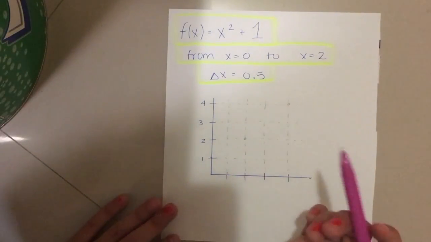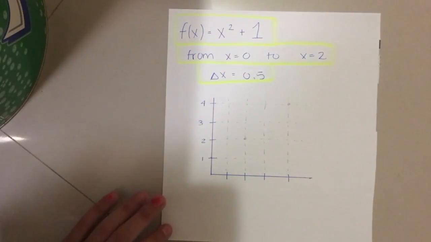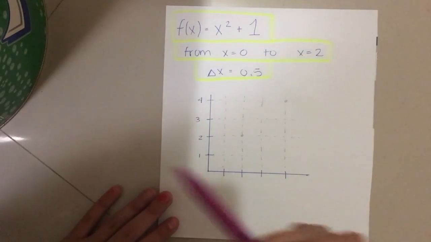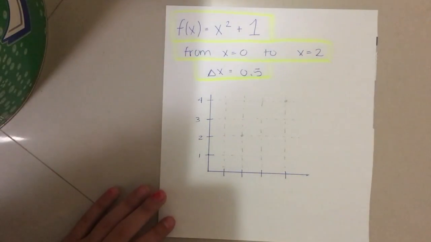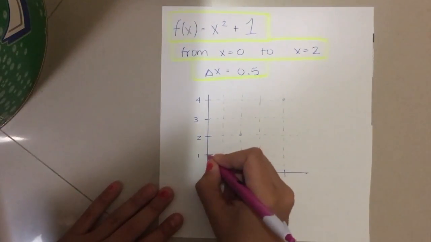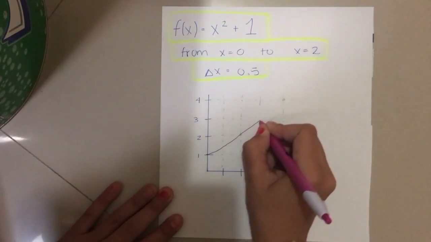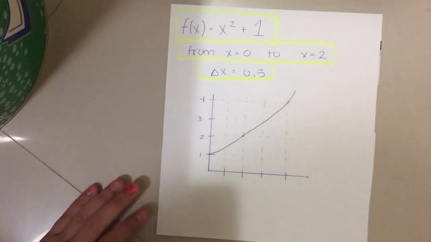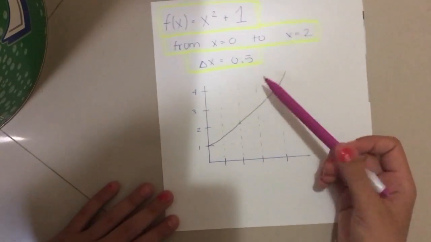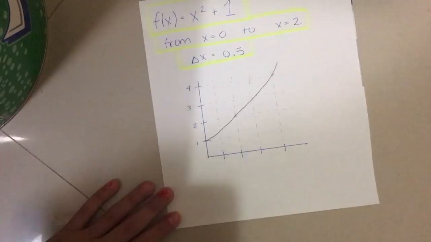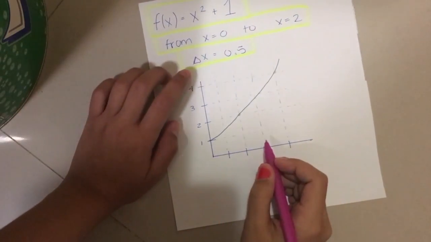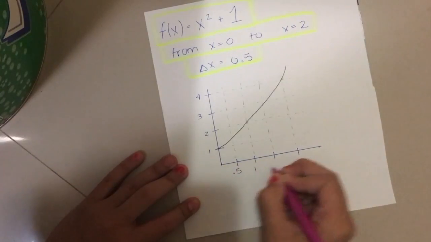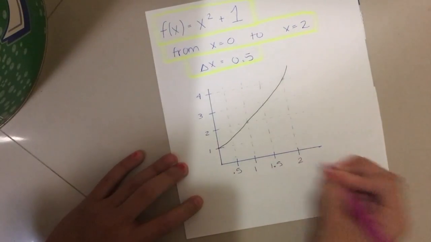First of all, to get a more visual idea, we're going to draw this graph. In this case, x squared plus 1 is a parabola shifted upwards. So your graph is going to start here, and it's going to go something like this. Okay, now you need to label your x-axis. Since the delta x is 0.5, it goes here: 0.5, 1, 1.5, and 2.